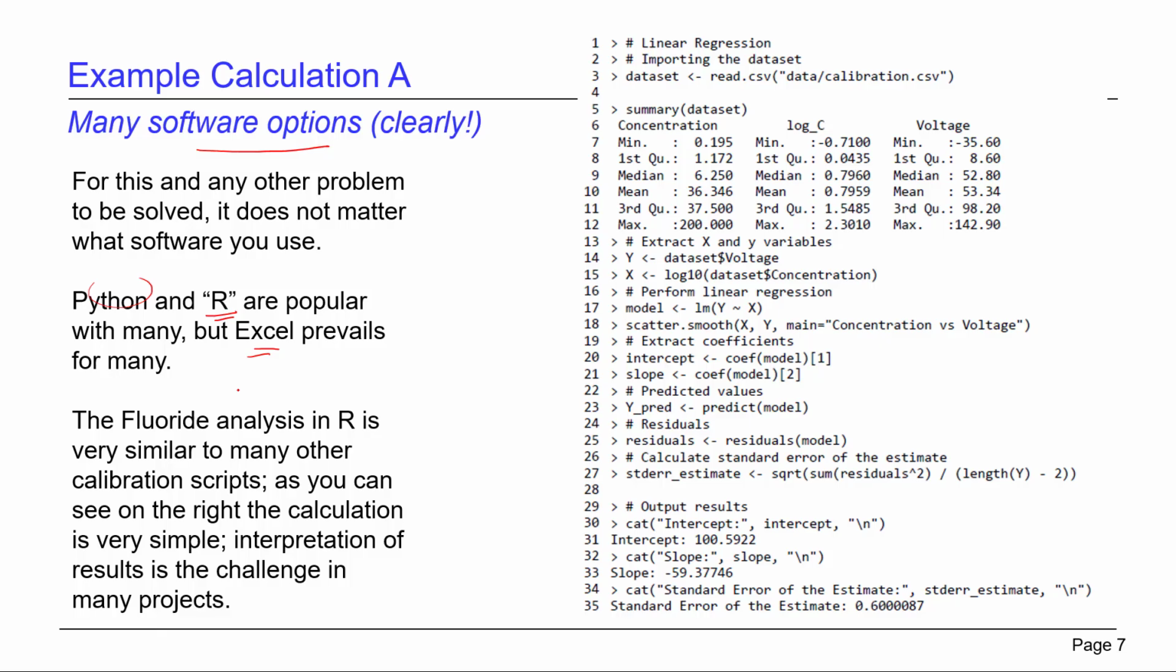So the fluoride analysis in R is very similar to many other calibration scripts, and as you can see in the calculation, it's really pretty straightforward. Most often, it's not the calculation that's important, it's the interpretation of the results that's a challenge. This is just a very simple example of how you can take some test data and create a calibration curve that will allow you to determine what the expected concentration is given a certain voltage that we obtained from the ISE.